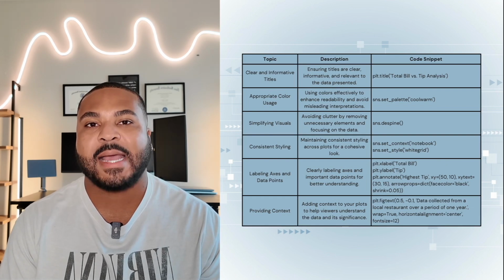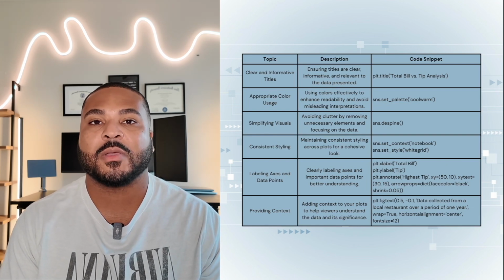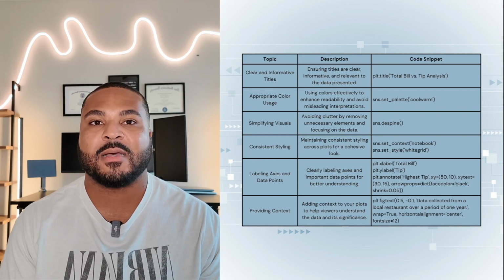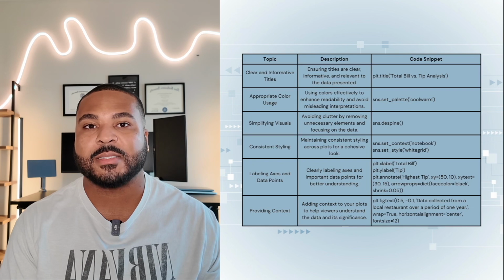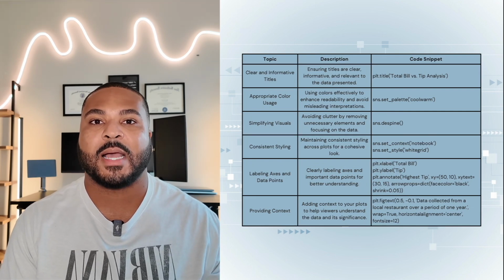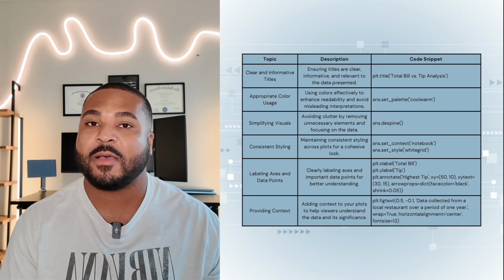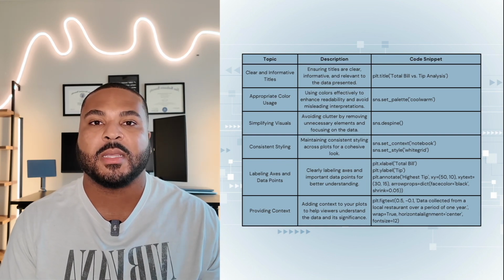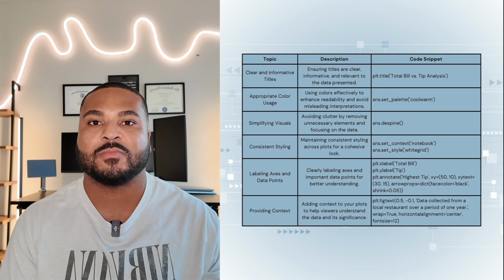Maintaining consistent styling across all of your plots gives them a cohesive look and makes them easier to interpret. Set a consistent style and context for all of your plots using Seaborn's set_context and set_style functions. By doing this, it'll ensure that all your plots have a similar appearance, making your visualizations look professional and polished.